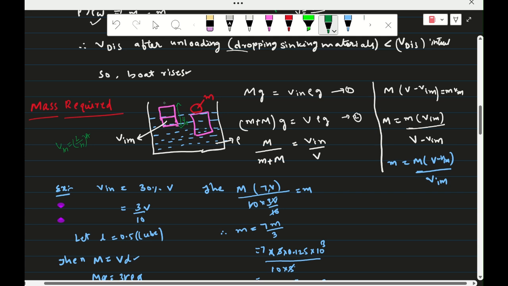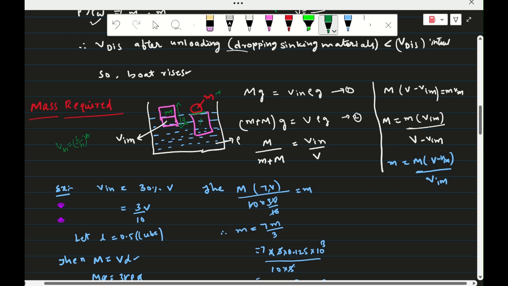So now I am keeping some mass here. This mass is such that the block will be exactly sinking, that means floating submerged. The total volume is submerged exactly up to the level of the free surface. How much mass do I have to place on this block of mass M to submerge the total volume?